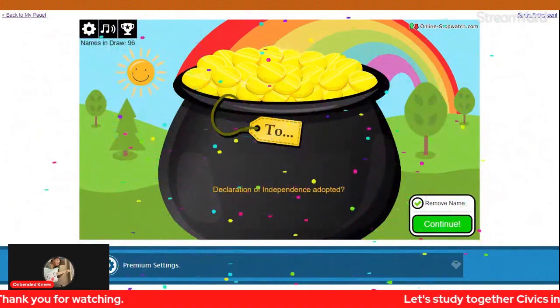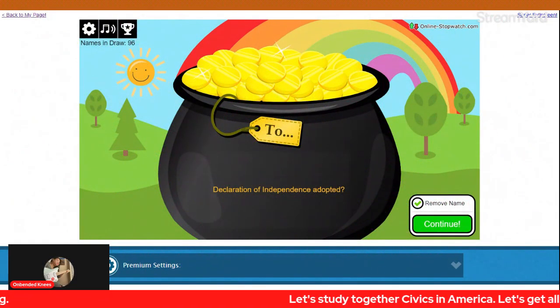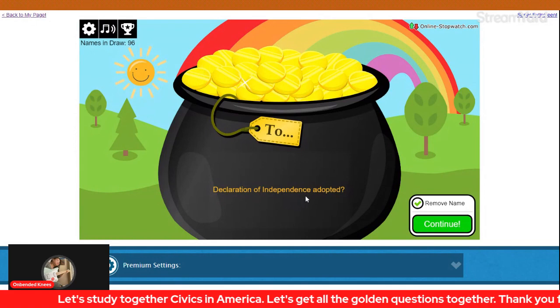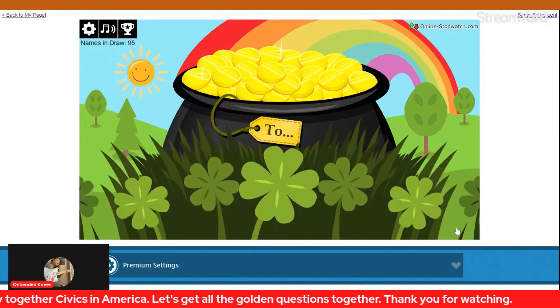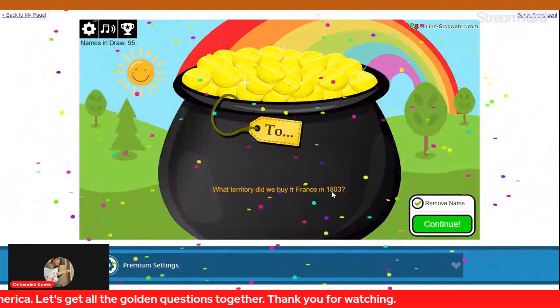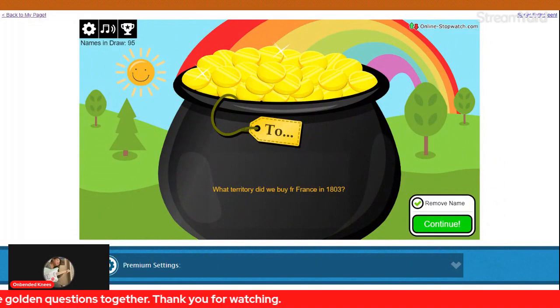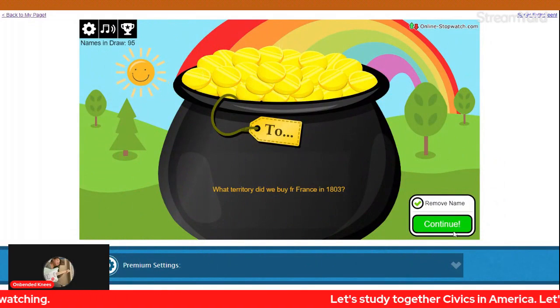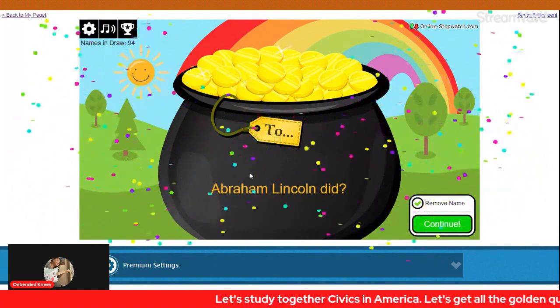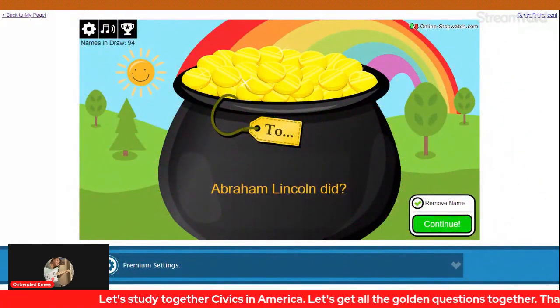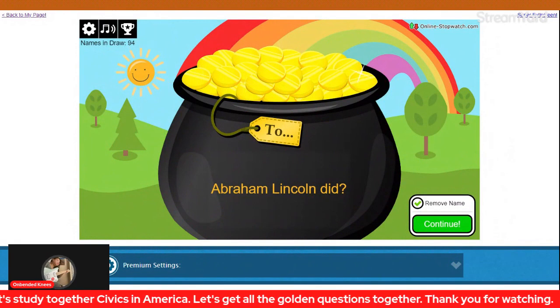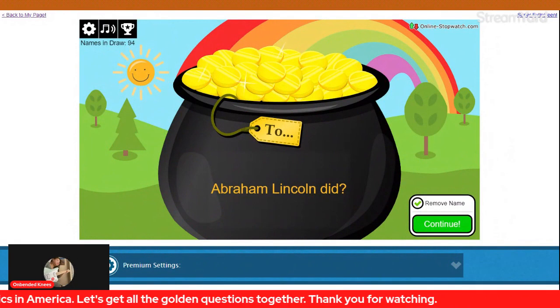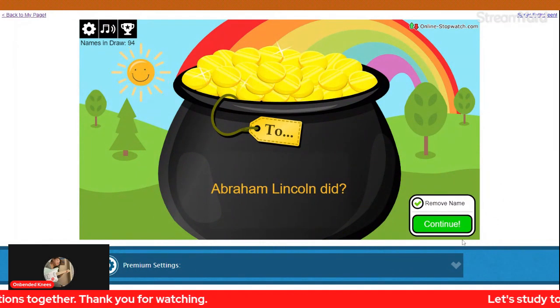Next, the Declaration of Independence. When was the Declaration of Independence adopted? July 4th, 1776. What territory did we buy from France in 1803? Louisiana. Who is Abraham Lincoln? Abraham Lincoln freed the slaves. Next.